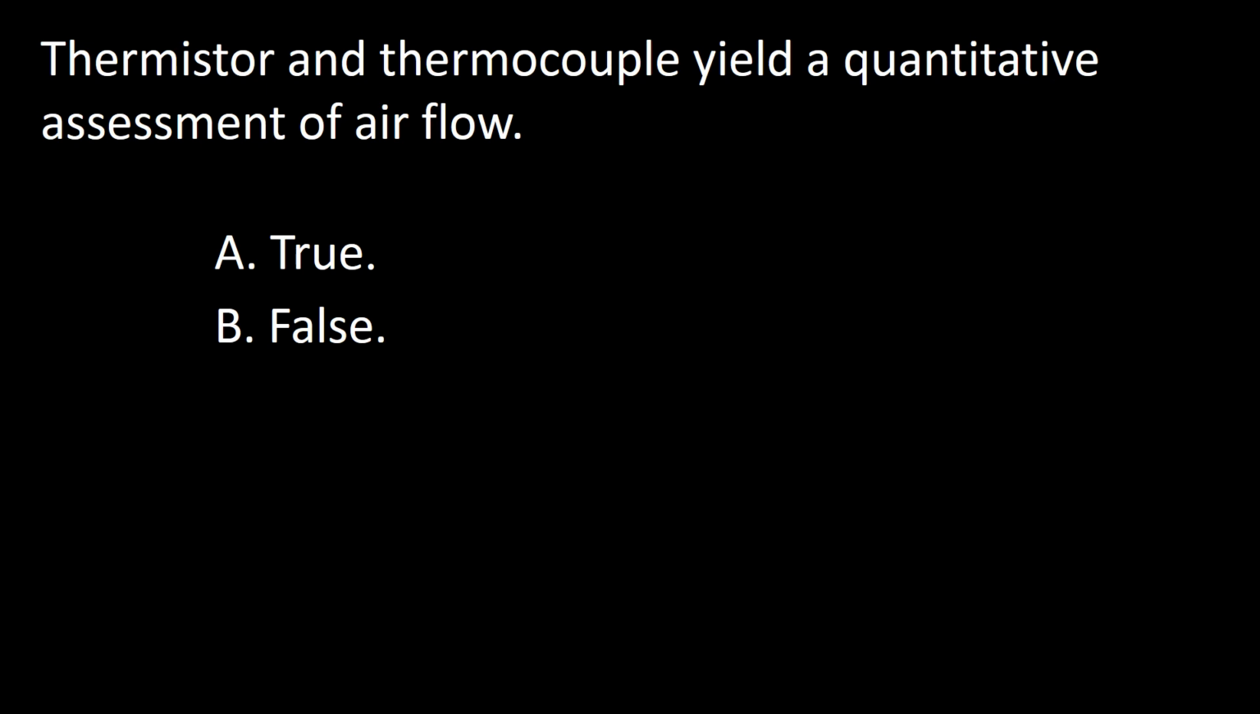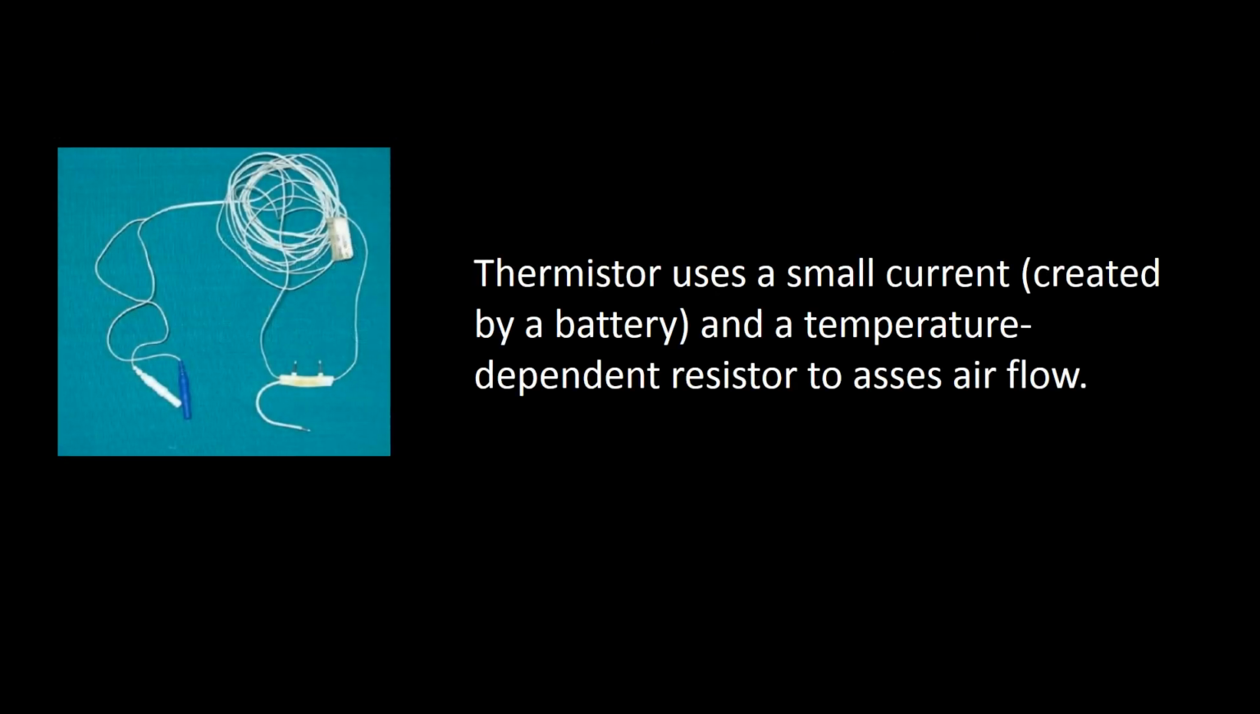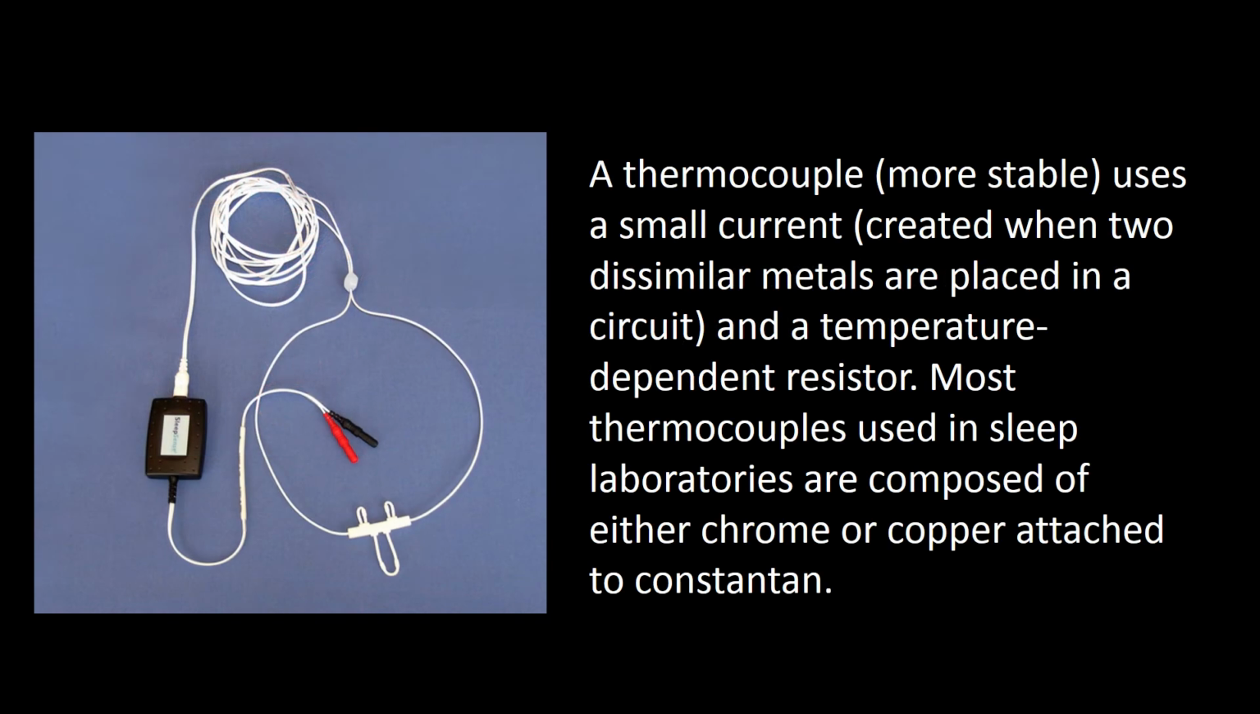Next question. Thermistor and thermocouple yield a quantitative assessment of airflow. A true, B false. Thermistor uses a small current created by a battery and a temperature-dependent resistor to assess airflow. Thermocouples are more stable. They use a small current created when two dissimilar metals are placed in a circuit. Most thermocouples used in sleep are composed of either chrome or copper attached to constantan.